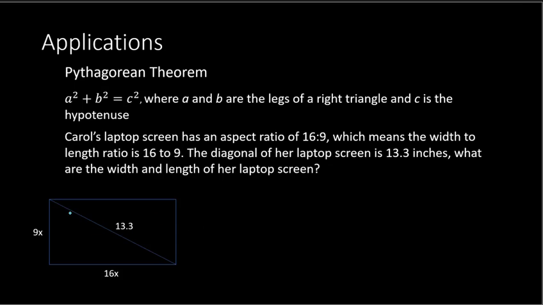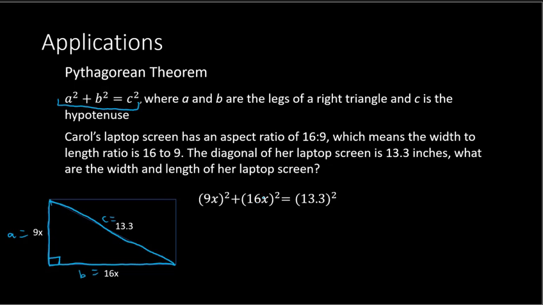Now from this point, notice we have a right triangle. Here we have two of them, but let's take a look at just the one. We have a right triangle, and that means we can use the Pythagorean theorem. A squared plus b squared equals c squared. So a would be the 9x, b would be the 16x, and c would be your 13.3. So plug those into the formula. We get 9x squared plus 16x squared equals 13.3 squared. Well, 9x squared would be 81x squared. 16 and x squared would be 256x squared. And 13.3 squared is 176.89.